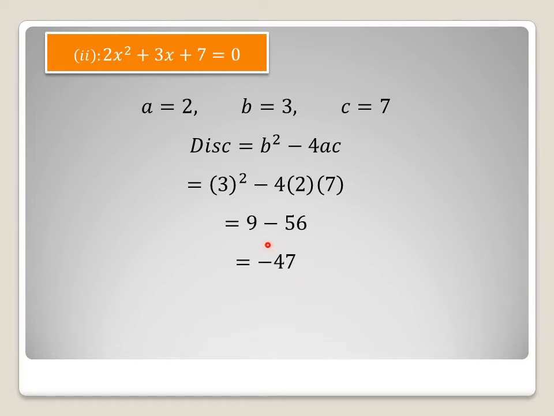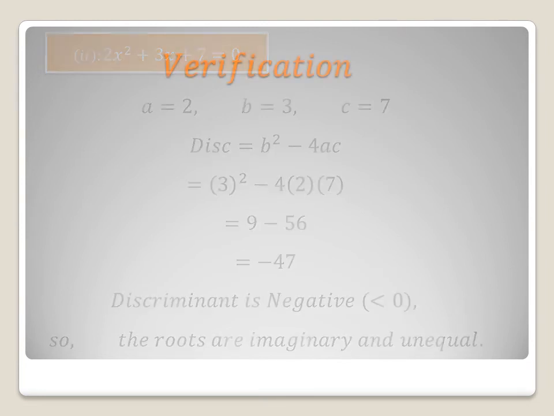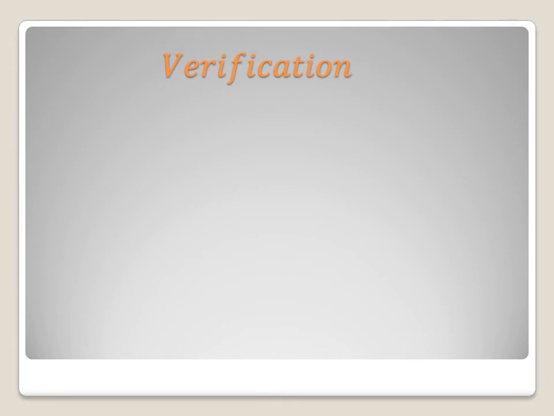So here the answer of the discriminant is a negative number, which means it is less than 0. Whenever the discriminant is less than 0, the roots are imaginary and unequal. To verify the answer, we will now verify whether the roots were imaginary or not. We will apply the quadratic formula.